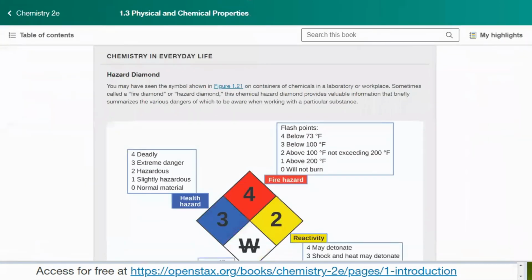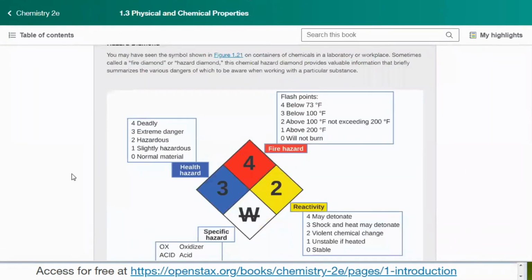They have this thing called a hazard diamond. And if you could see my cursor, it's this diamond right here, which is actually made of 4 smaller diamonds. And let me just read this. You may have seen the symbol shown in figure 1.21, and this is figure 1.21 right here, on containers of chemicals in a laboratory or workplace, sometimes called a fire diamond or a hazard diamond.